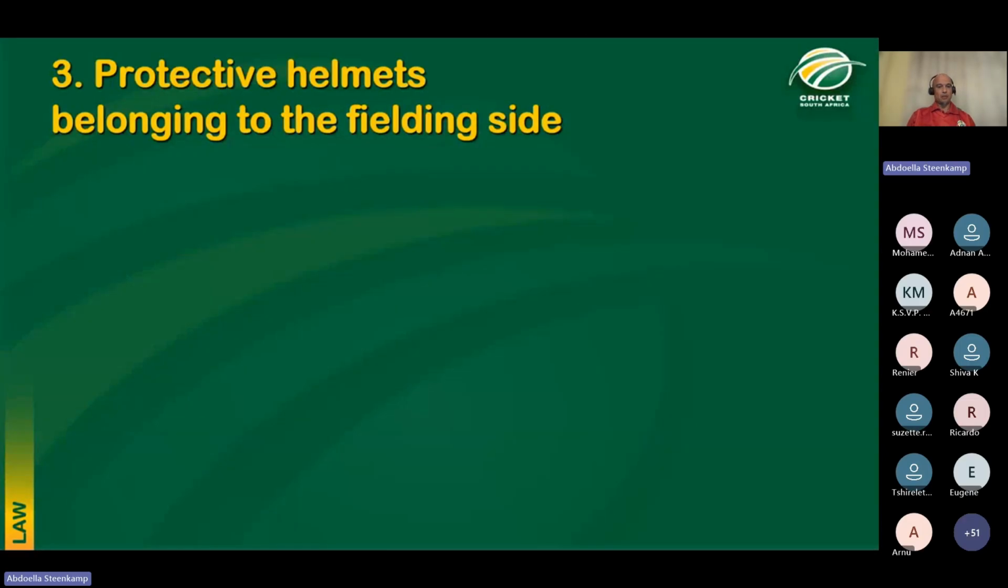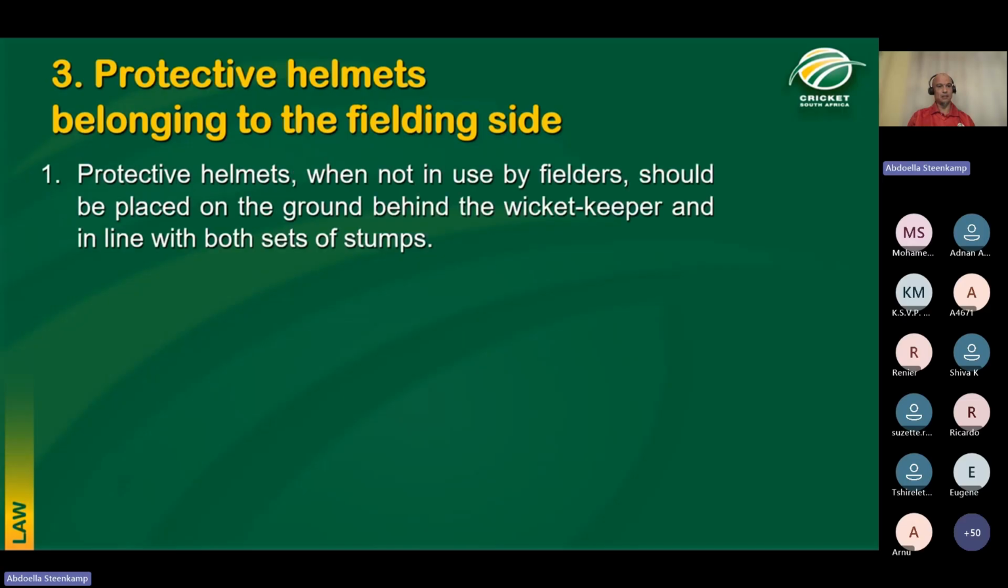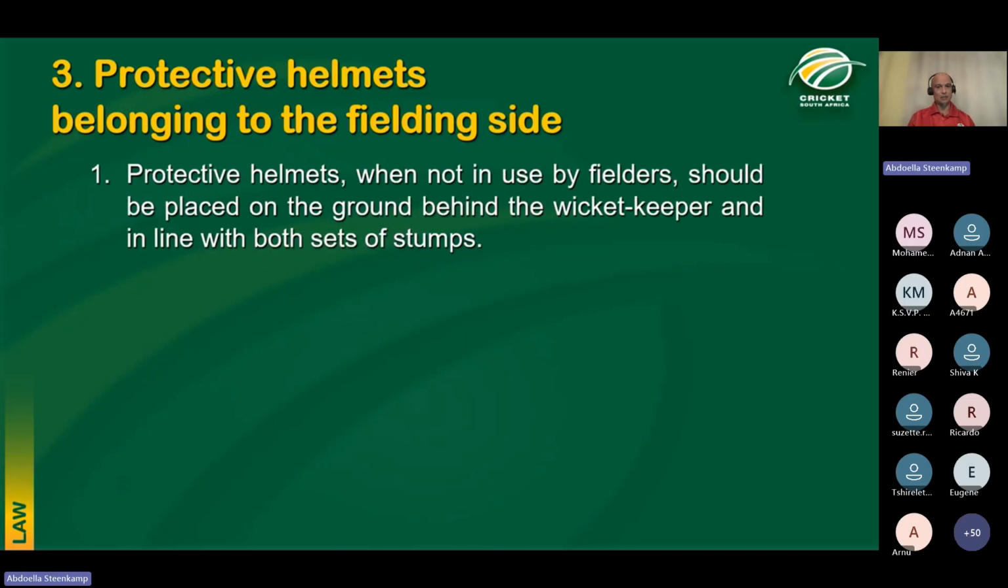When it comes to the fielder, the first subsection under Law 28 is the protective helmets that belong to the fielding side. Where do they need to be placed? Only one place on the field, behind the wicketkeeper, in line with both sets of stumps. So the law allows for when the fielding side is not using the helmet, to place it behind the keeper in line with both sets of stumps.